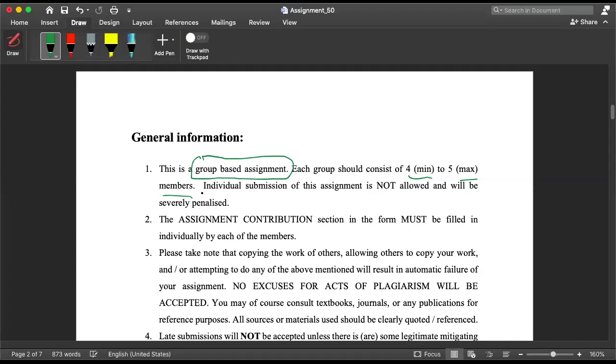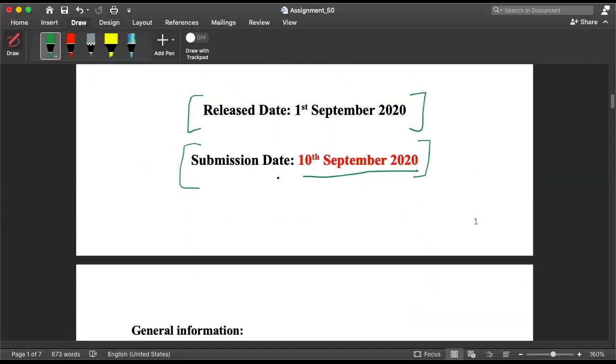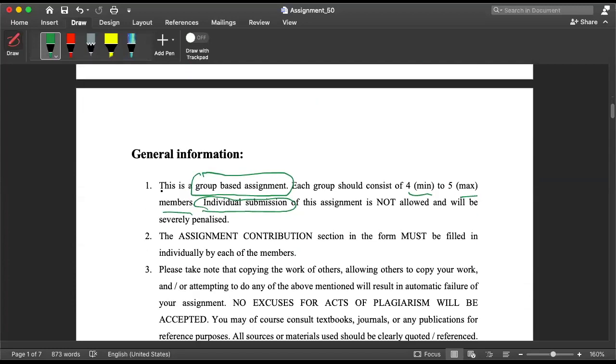So make sure this assignment is not done by an individual person. It's a group assignment because this assignment has many tasks. So I don't think that if there is only one student in a group, they can finish it, because you have only 10 days. So you may not finish this assignment in 10 days. But anyway, it's a group assignment. You know that. So this is number 1.